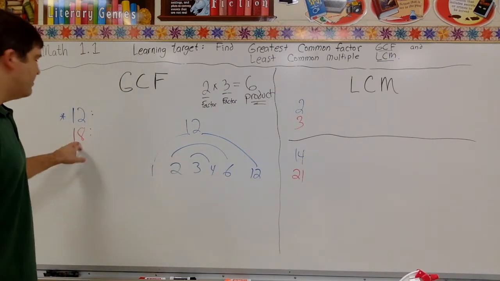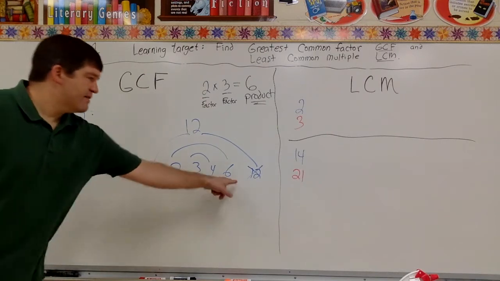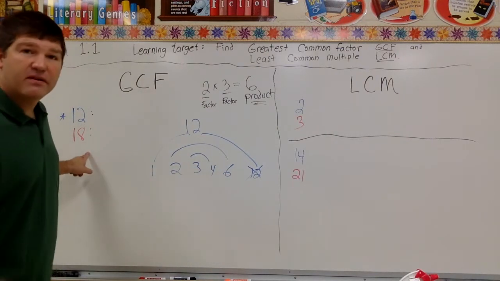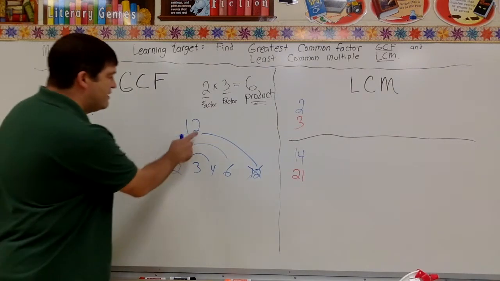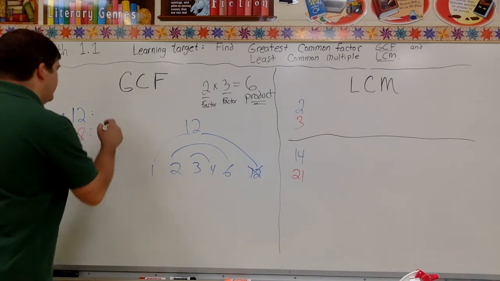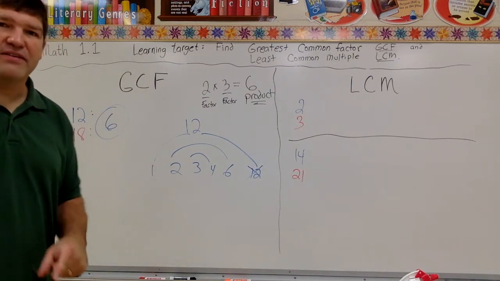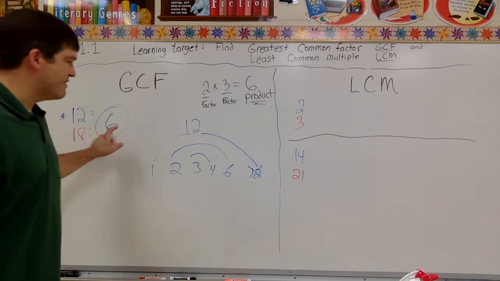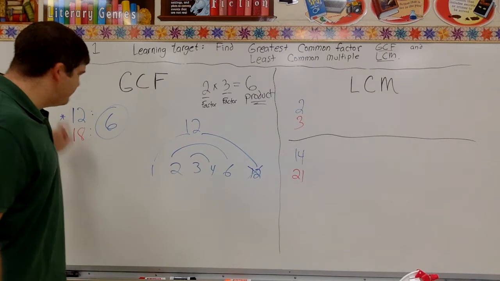Does 12 go into 18 evenly? No. Does 6 go into 18? Yeah, it goes in 3 times. So 6 is a factor of 18, just like it's a factor of 12, and it's the greatest. So the GCF, greatest common factor, of 12 and 18 is 6. You see, this way I only did one rainbow. I did the smallest of them.